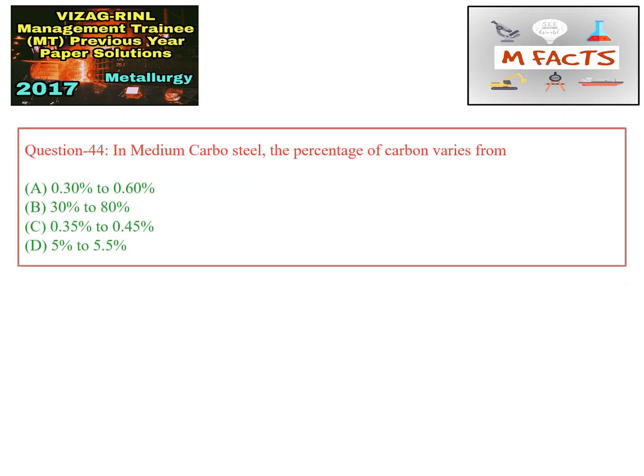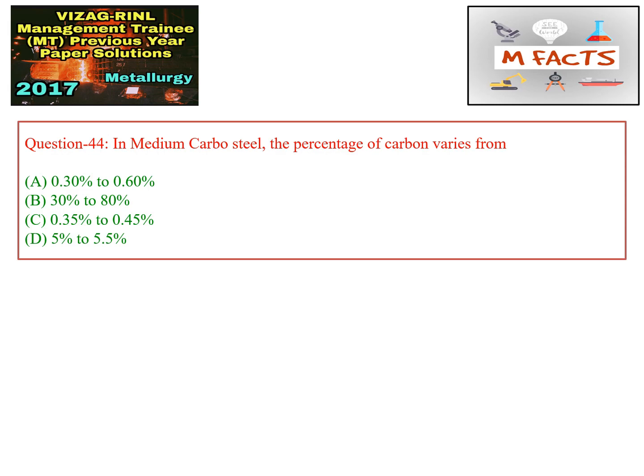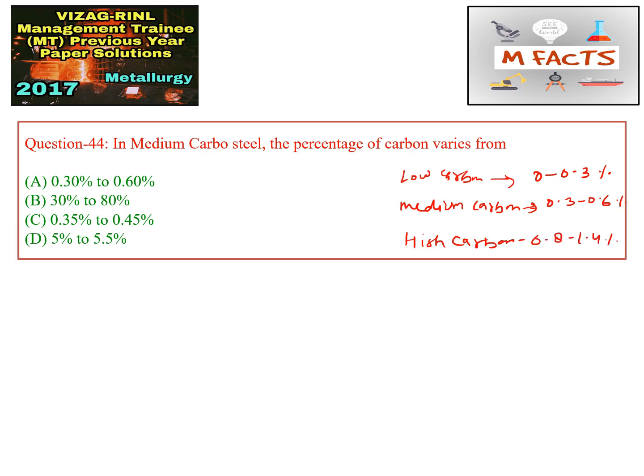So the next question is, in medium carbon steel, the percentage of carbon varies from. So this is a simple question. I think you all have heard about low carbon steel and medium carbon steel. They categorize steel on the basis of the amount of carbon. In some books, you will find some variations in values, so don't worry about this. You can learn it like this: 0 to 0.3%, that is low carbon steel, 0.3 to 0.6, that is medium carbon steel, and 0.8 to 1.4%, that is high carbon steel.